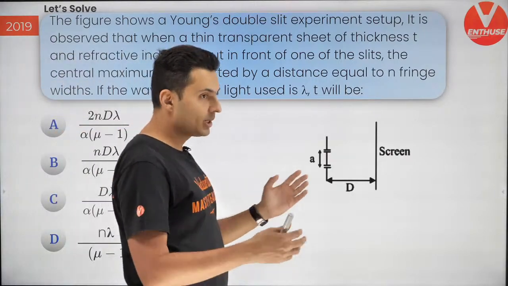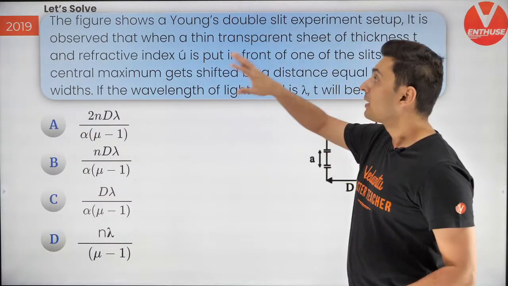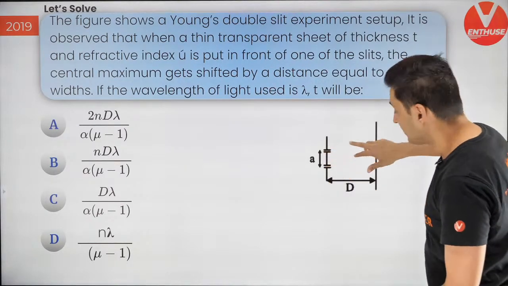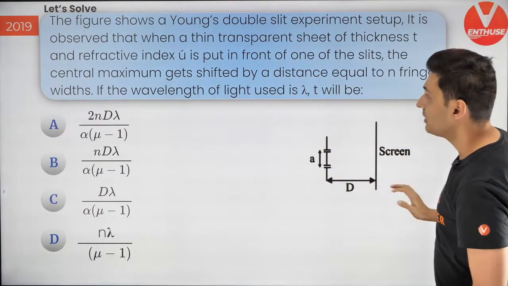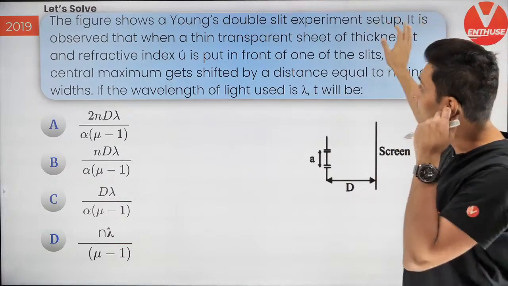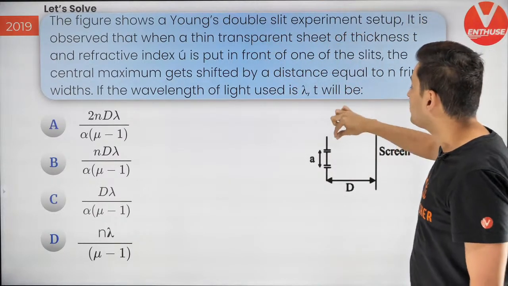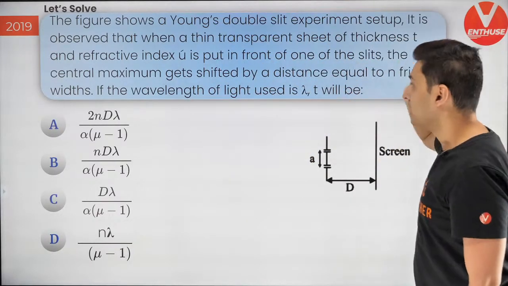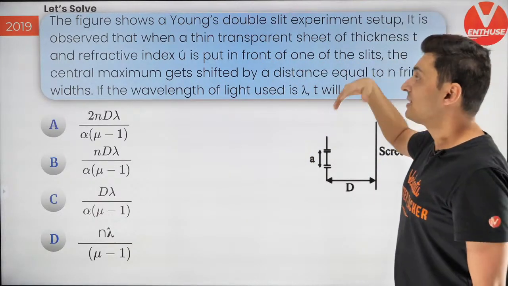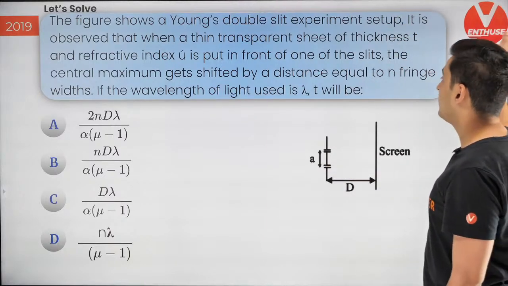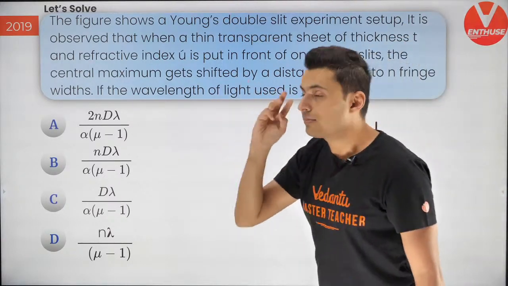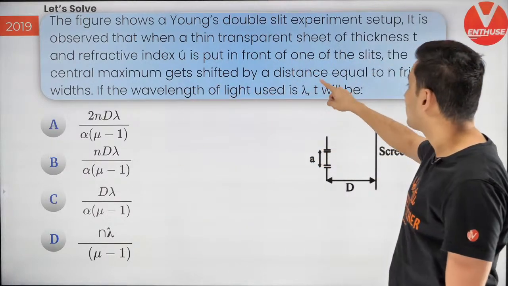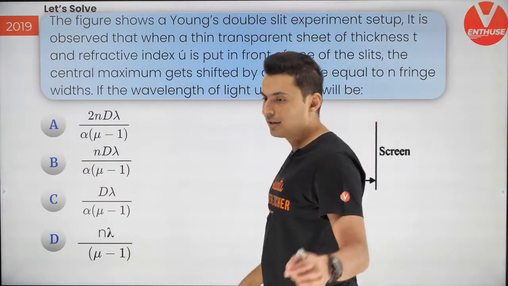Next question. Beautiful question. Don't get scared looking at the options again. The figure shows again a standard YDSE setup. This is the distance between the slits. This is the screen. This is the distance between slits and the screen. Now there is a thin transparent sheet, some thickness, some refractive index, and it is put in front of one slit. Now the central maxima gets shifted by some distance which is equal to n times the fringe width. n is also given to you. The question is, what is the thickness of the sheet which was introduced?